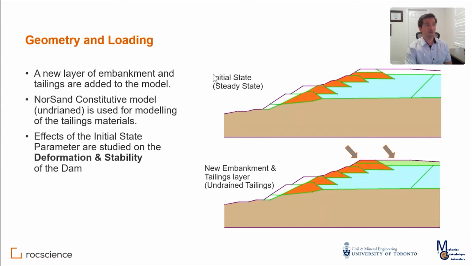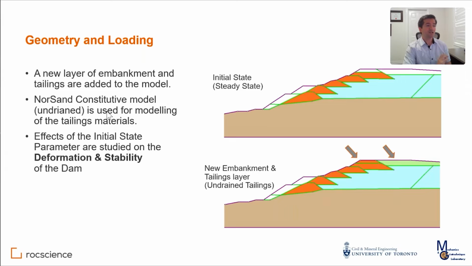So this is the initial state, a new layer of embankment, this one, and also the tailings are added to the model. And the assumption in this particular example that I'm presenting here is that the events are fast, and the situation is going to be undrained, especially for that NorSand material. So the blue tailing material that we have here is going to be NorSand and in undrained condition, and we are using that to simulate the behavior of this tailing material.